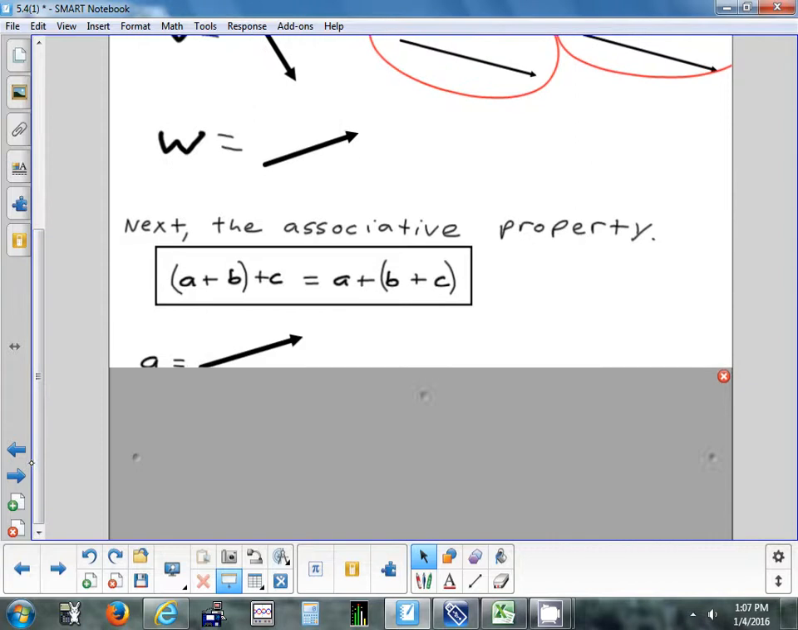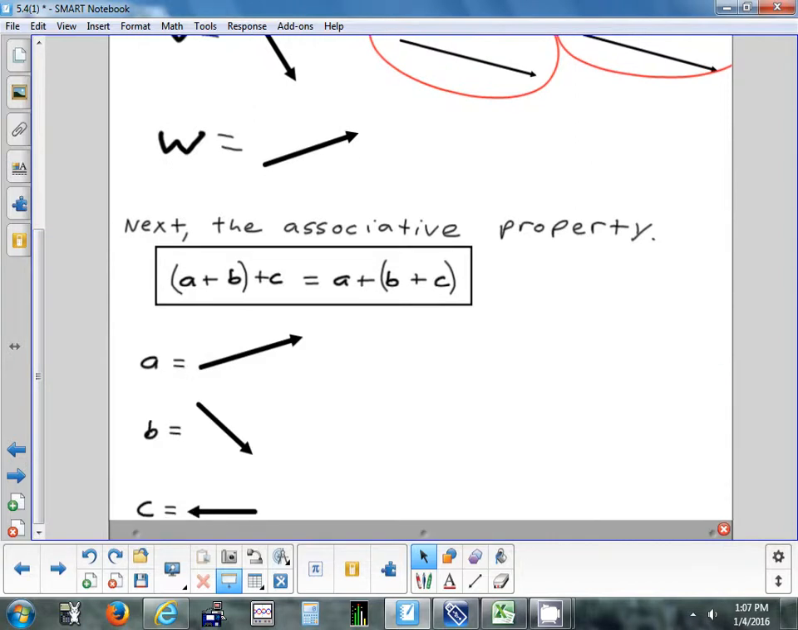Okay, and the other property that also works is associative. Okay, with associative, you don't change the order. ABC, ABC. Keep the order the same. We're just going to do something before we do something else. All right, so first way I'll do it is A plus B plus C.